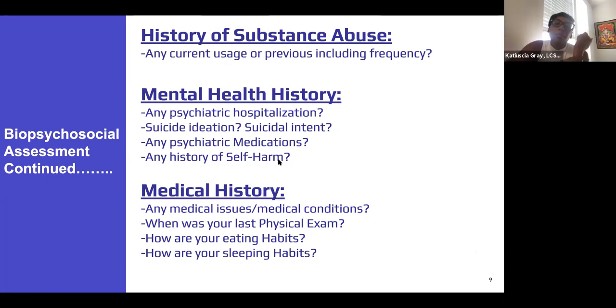Okay, awesome. We also want to know about their eating habits, right? We want to know if they're overeating. We want to know if they're undereating. Listen, I love food as much as the next one. Food is so yummy. I love food, but food is to sustain us. Food is to keep us alive. Food is not supposed to be attached to an emotion.